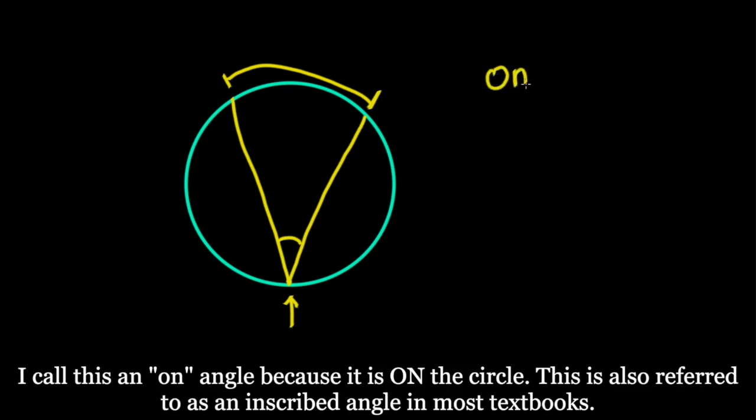Now an on angle looks like that. Now this angle touches the border of the circle only at one point. And that is going to be right here. Now this angle right here is going to be half of whatever length that arc is. So we can write our formula that an on angle is going to be equal to half the arc.